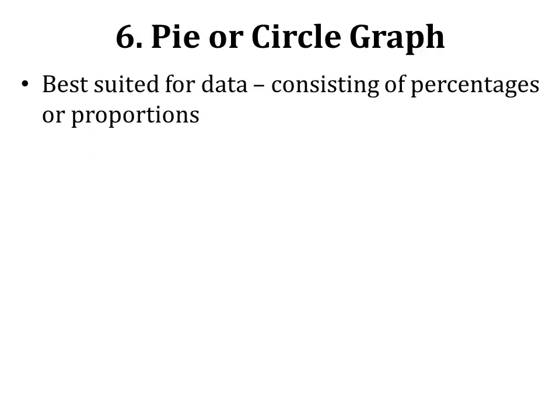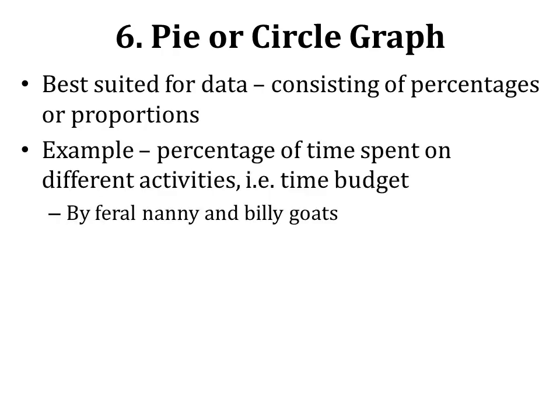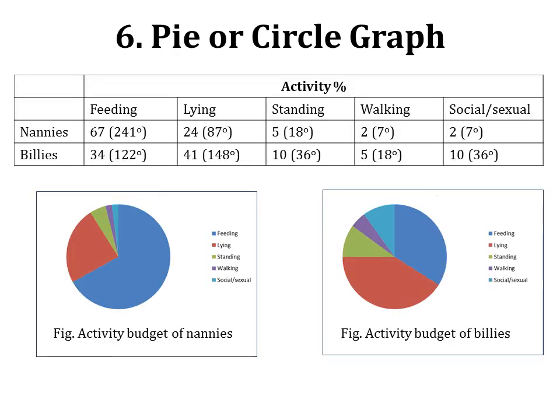Then another type of basic graph is the pie or circle graph, and this is suitable for data which are presented in the form of percentages or proportions. For example, the percentage of time spent on different activities, that is, time budget analysis of two types of feral goats, nanny and billy goats. So this is how these graphs are made, and we had an exercise in the class on how these graphs can be made on paper and how they can be made in Excel.